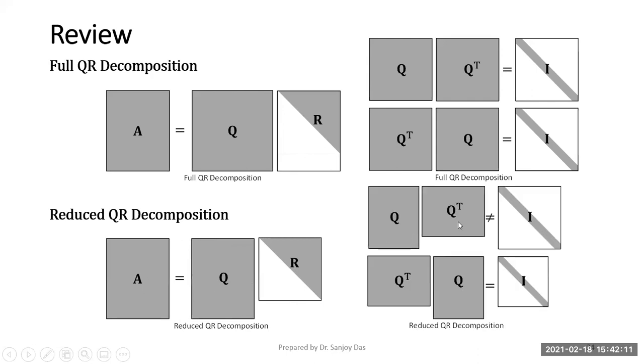And so Q Q transpose will not be equal to I because the rank of this will be what? It will be M, the number of columns of A. It won't be N, which is the number of rows of A. So this won't be equal to I, but Q transpose Q will be equal to I. This is the smaller I.